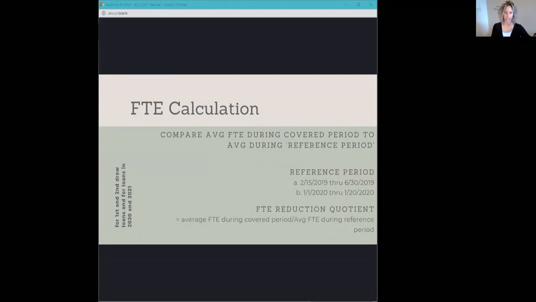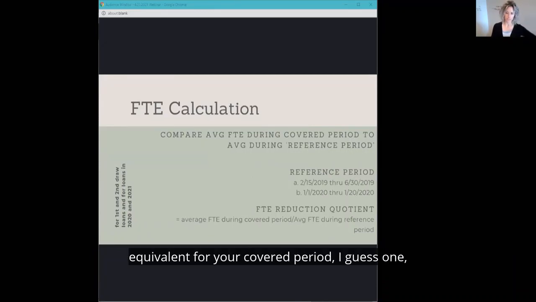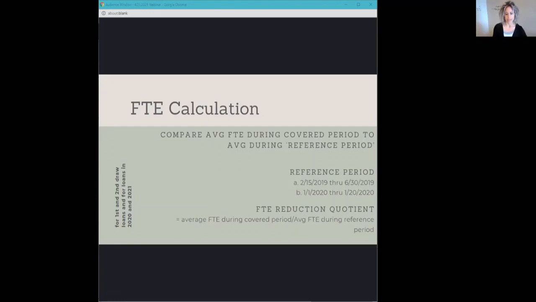So you need to calculate your full-time equivalents for your covered period. I guess you need to determine what you want your covered period to be. So go do that calculation. And then you have two reference periods that you can use. Your first option as a reference period is February 15th, 2019 through June 30, 2019.